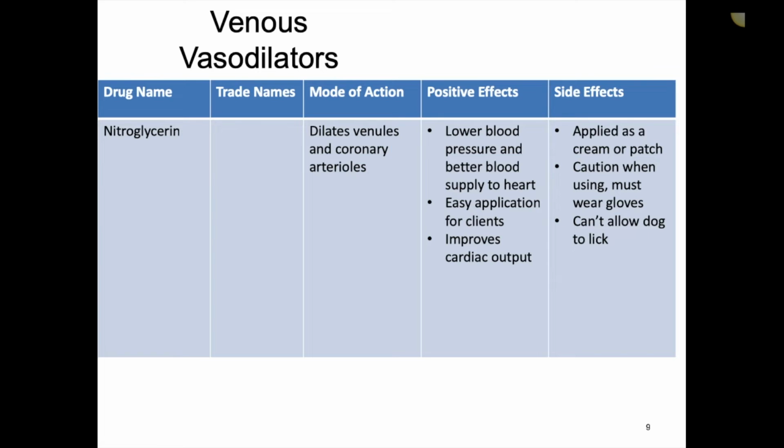So looking at nitroglycerin, I don't know of any trade names. We see it ordered as nitroglycerin, comes in as nitroglycerin. It dilates the venules and coronary arterioles, so it allows better passage of blood to the heart, but don't forget that it's still a weak heart. Okay, it's still a heart that's not functioning very well. Positive effects: it lowers the blood pressure and gives better blood supply to the heart. Easy application for clients if it is them giving the nitroglycerin, and it improves cardiac output. Side effects: it's applied as a cream or a patch, so of course with that we have to have caution when using, and we can't allow the dog to lick.